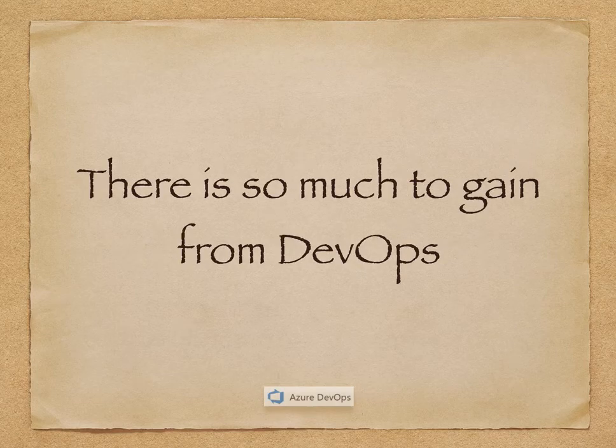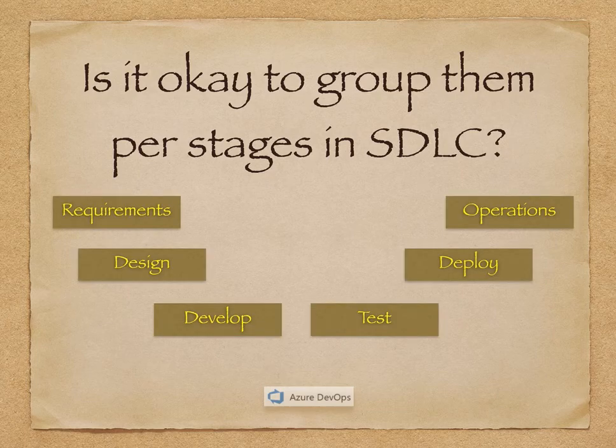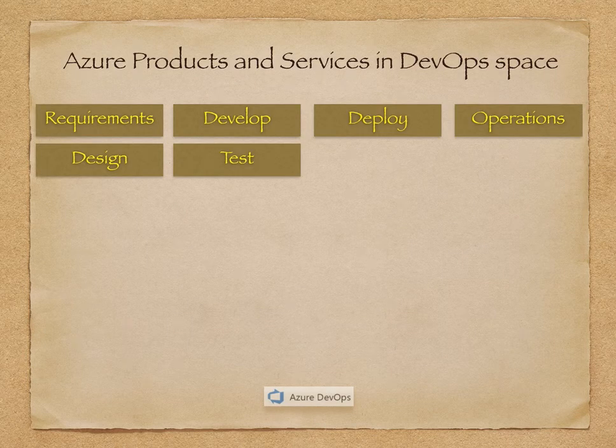The two significant ones are Azure Pipelines and Azure Monitor. We will go over those in a little more detail as we move on. One way to look at it is to group all of the products listed and visualize them with the image of the software development lifecycle. Is it okay to group them according to SDLC stages? All right, it is time to deep dive into DevOps in Azure.